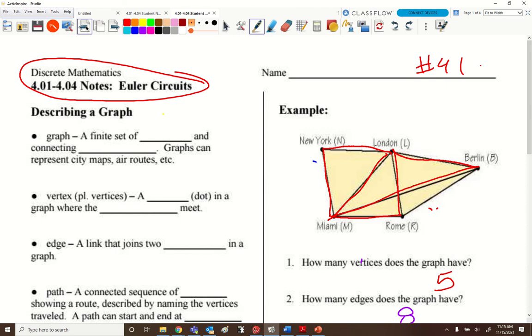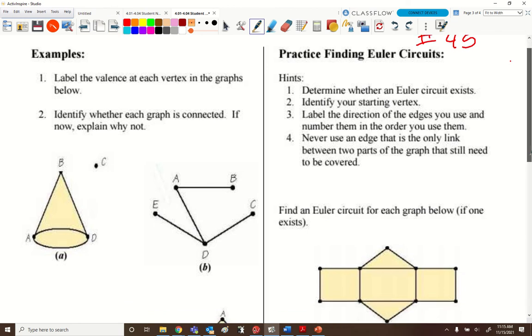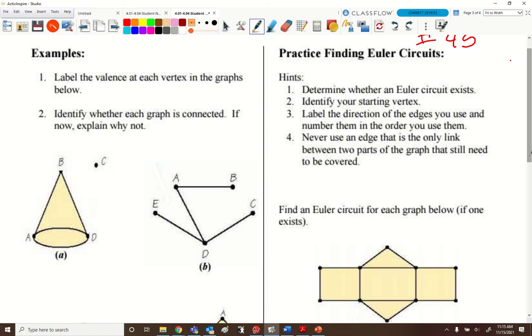All right, so starting the notes over here on the first example. The first example says, label the valence at each vertex in the graph below. What is a valence? If you flip over a page, you could find the vocabulary for valence. What you got? The number of edges meeting at a vertex. Very good. The edges would be the lines, where the valence is all the lines going to that point.